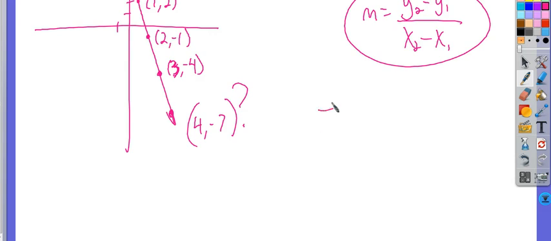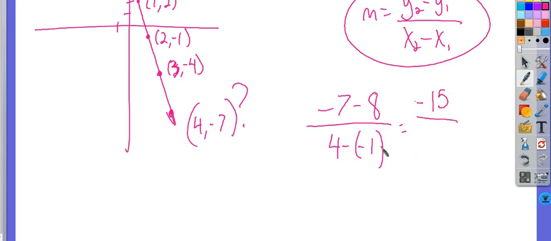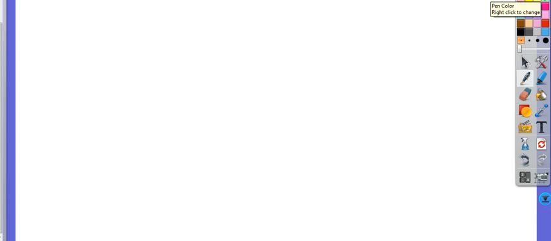So the slope between these 2 points: y2, -7, minus y1, that's 8, over x2 minus x1, 4 minus -1. So -15 over 4 plus 1 is 5. And that's -3. So the slope between -1, 8 and 4, -7 is -3. And -1, 8 was on a line that they said had a slope of -3. So it must be on that line, because they have the same slope. Is that 37, Cameron? Yeah.